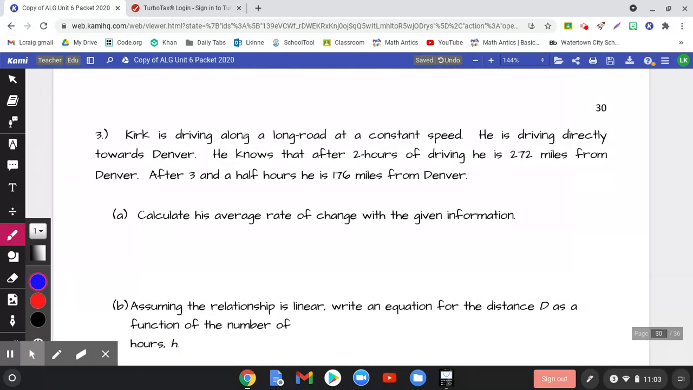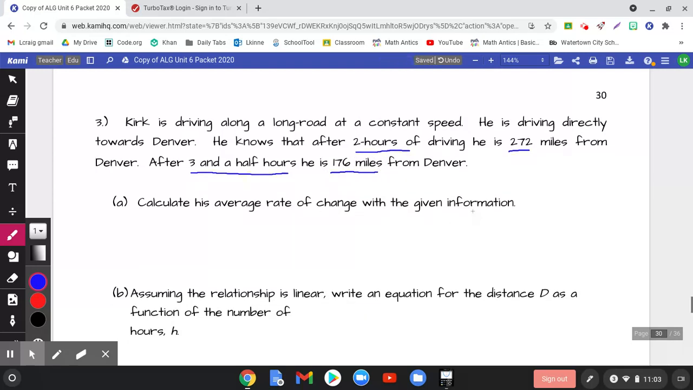So Kirk is driving along a long road at a constant speed. He's driving directly towards Denver. He knows that after 2 hours of driving, he's 272 miles from Denver. After 3.5 hours, he's 176 miles from Denver. Calculate his average rate of change with the given information.